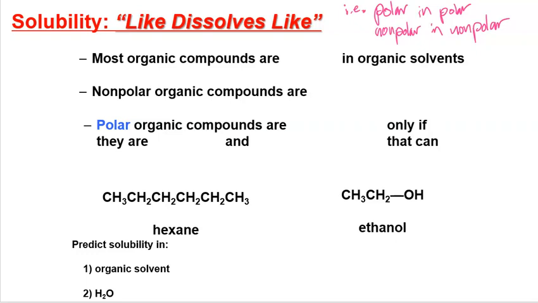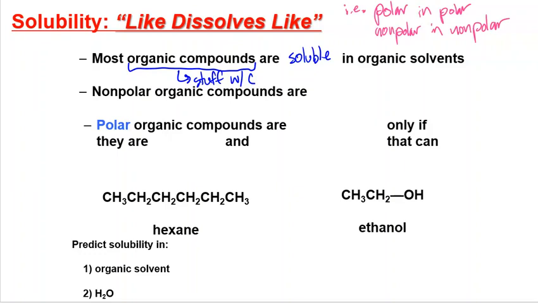Now, the word that we use to describe when the solute mixes with the solvent and forms a homogeneous mixture is soluble. Most organic compounds, which we're going to learn are compounds that contain carbon, are soluble in organic solvents. The reason for this is that for a compound to be organic, it always has one or more carbons, and probably also some hydrogens as well.